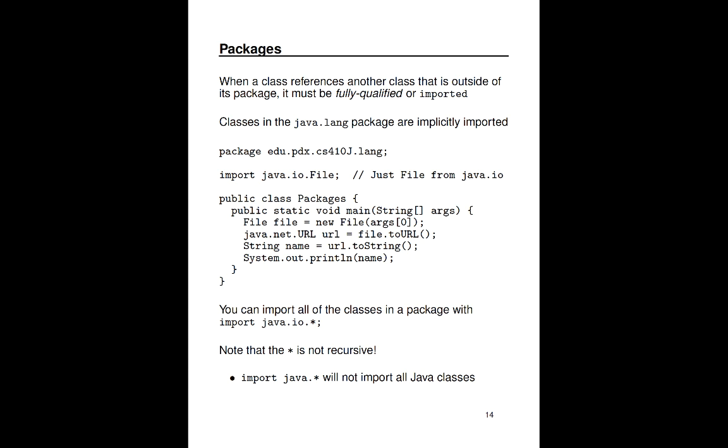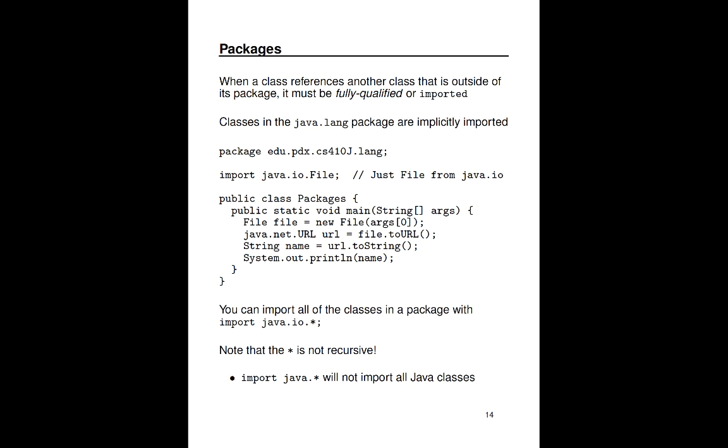So here we have an example of a class called Packages. It itself resides in the edu.pdx.cs410j.lang package. And you'll notice it has an import statement. It says import java.io.File. This tells the compiler that, listen, if you see capital F File somewhere in this class, what I'm referring to is the File class from the java.io package.